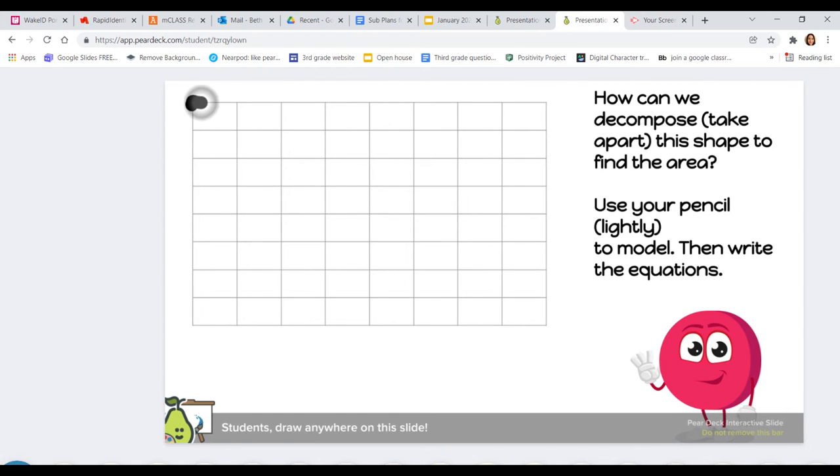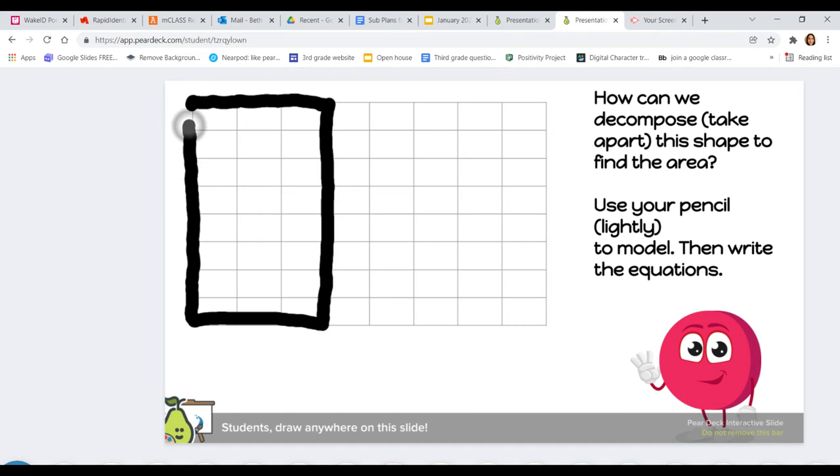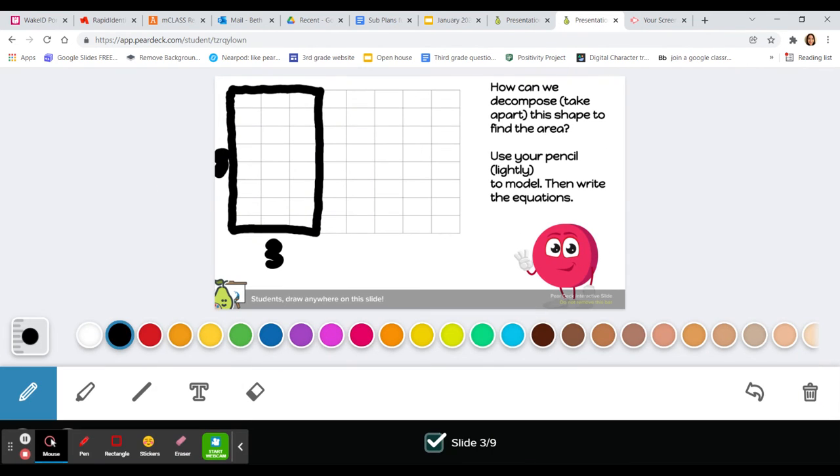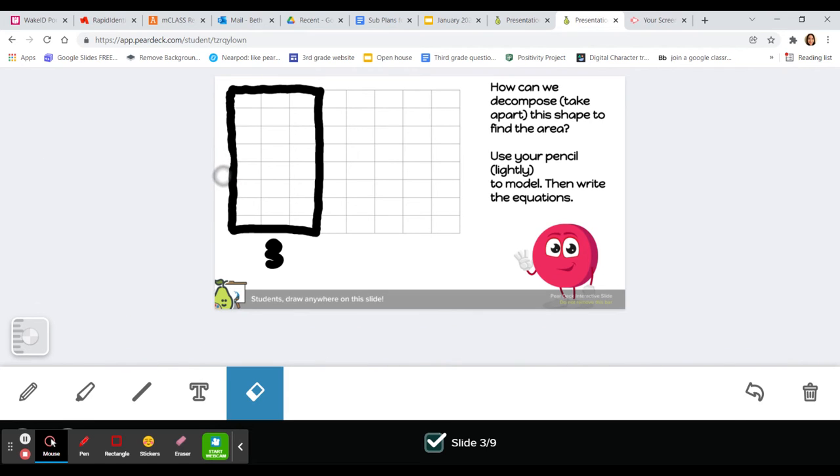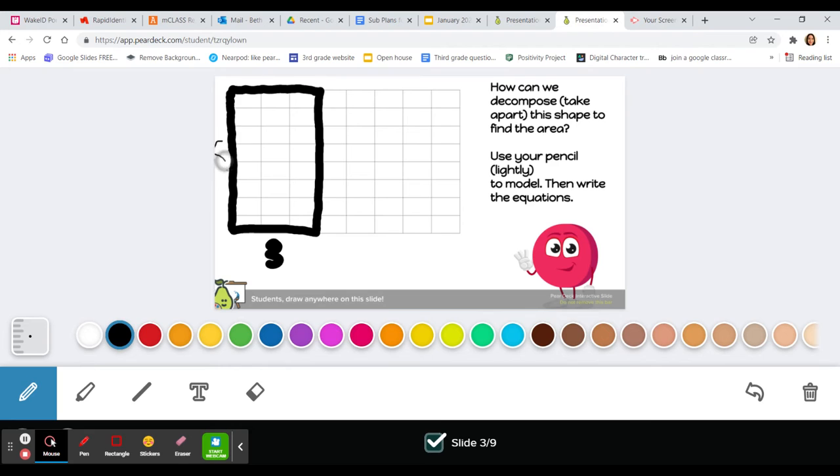And the first thing I can do is just outline the shape and see that I have 3 by 8. So I'm going to label this 3. 1, 2, 3 by 8. 2, 4, 6, 8. Okay, so you guys are doing a really great job with your skip counting. And we're going to go ahead and do some skip counting to figure out the answer to how many boxes are inside this rectangle.